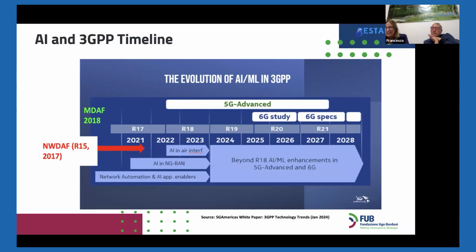Starting from release 19, that is the second phase of 5G Advanced, we are more on exploiting this, going to a normative phase of these use cases, and release 19 also serves as a sort of bridge towards 6G standardization.